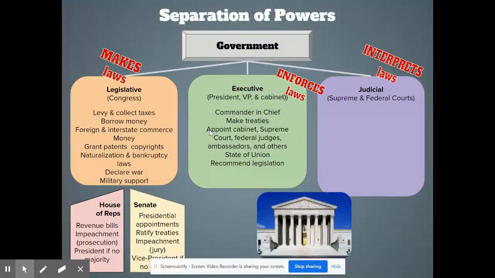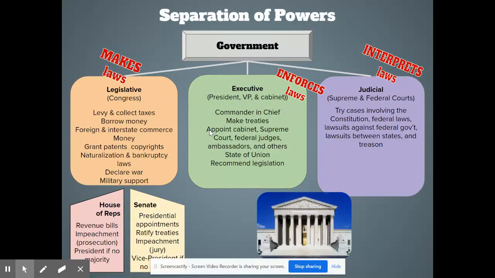Think of that word to judge. Right? Judge means to interpret. They try cases involving the Constitution, any federal laws, lawsuits against the government, lawsuits between states, and any accusations of treason. And they can declare laws unconstitutional if they're brought to them.